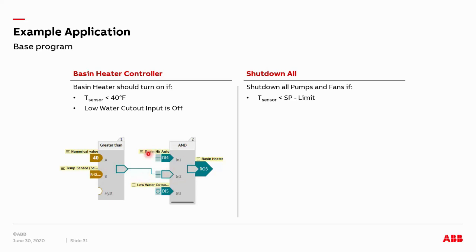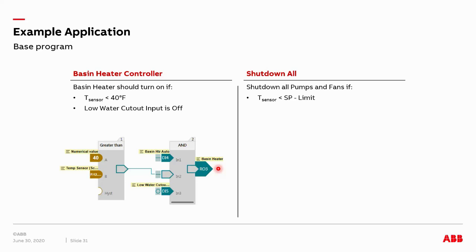If the basin heater is allowed to be on or it's in auto mode, then that'll be on. And the water is showing that there's water, then I would kick on my relay output, which then would turn on my basin heater motor starter. Pretty straightforward, pretty simple. 2 blocks. I've already programmed that in there. No extra relays, no extra timers. Used everything on board to the drive. Let's look at the shutdown all.